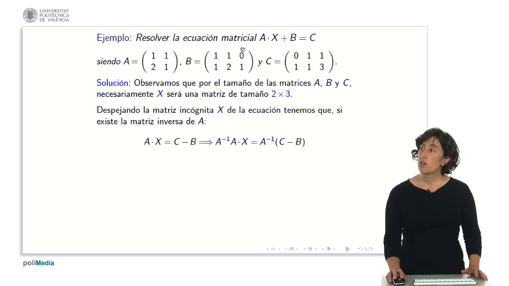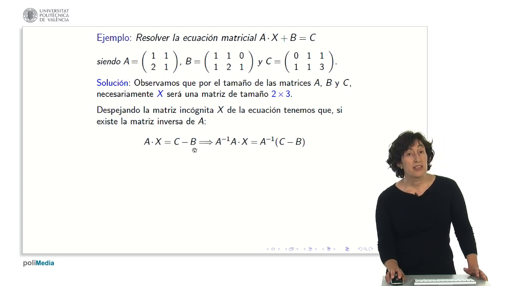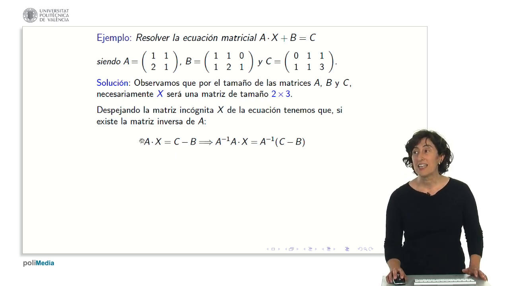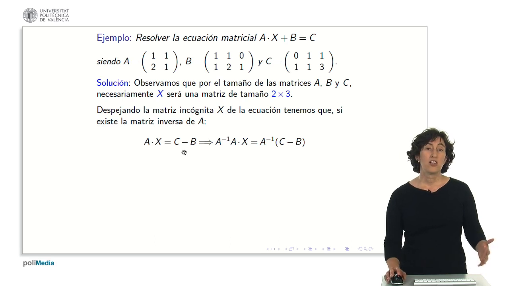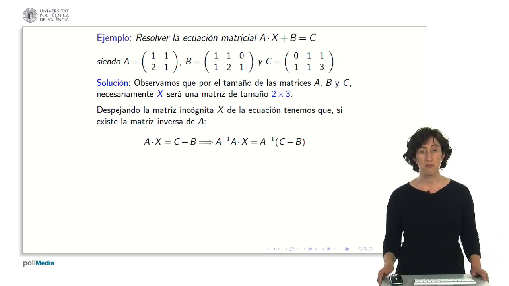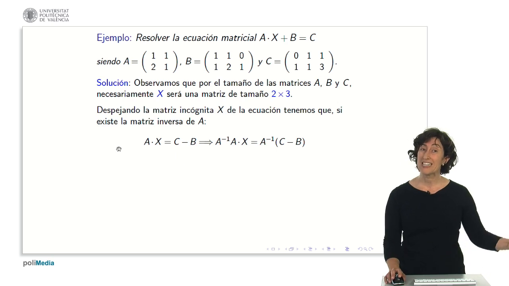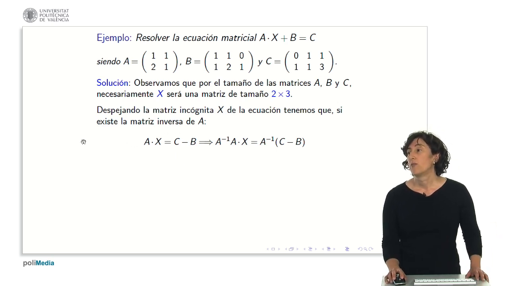So, taking this into account, we isolate it. The first thing we would do is take the B and subtract it from the other side, so A times x equals C minus B, the same as before. To isolate the x, this A should go to the other side. How? Since division does not exist, we have to use the concept of an inverse matrix again. So, if A is invertible, that is, if it has an inverse, I can multiply, in this case, by the left, so that the A and the A to the minus 1 are in contact.